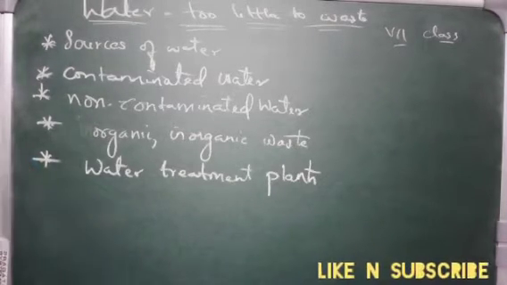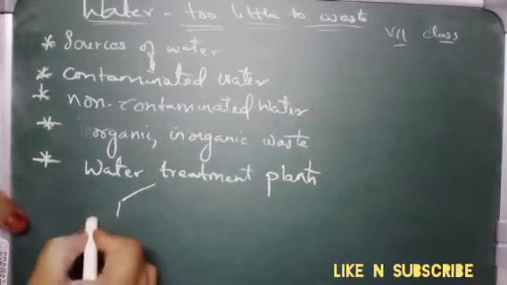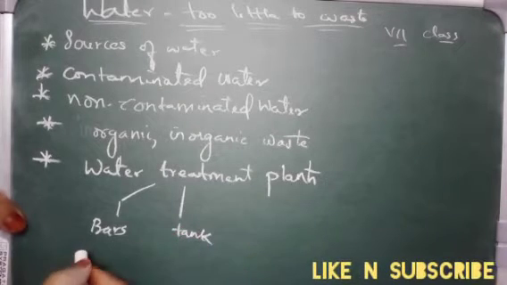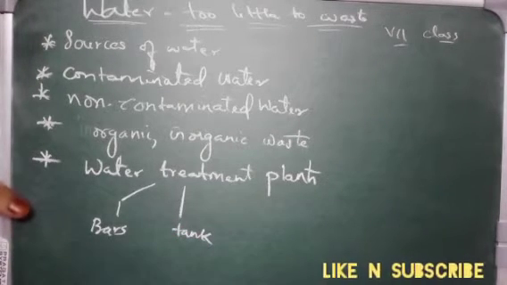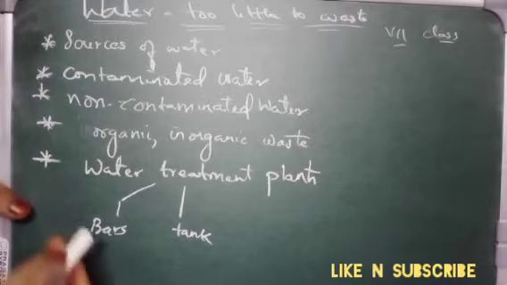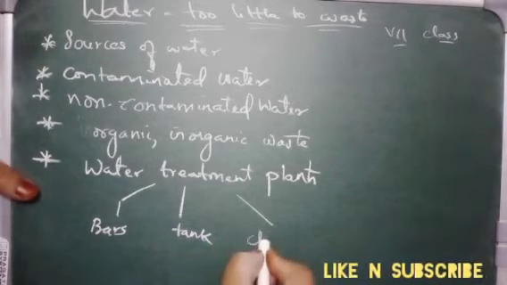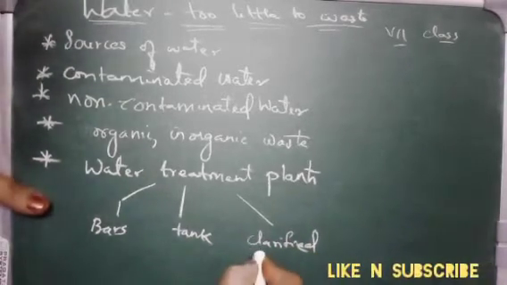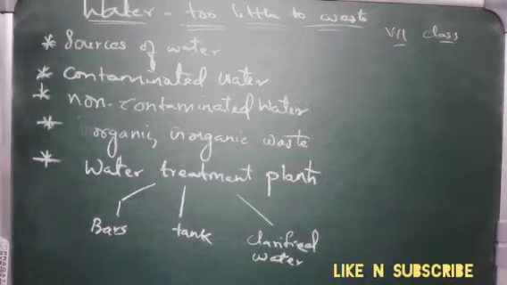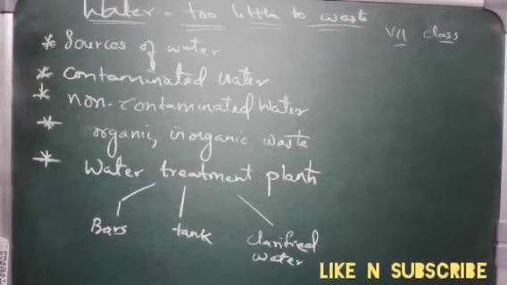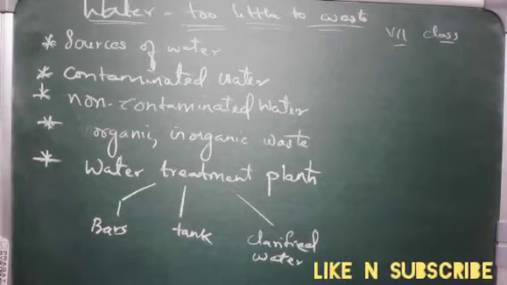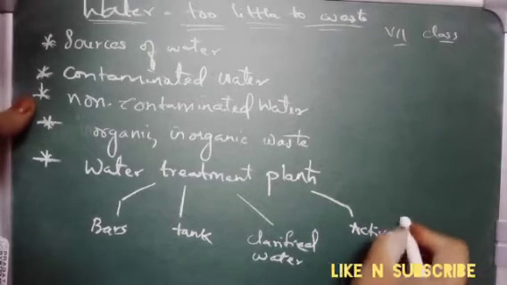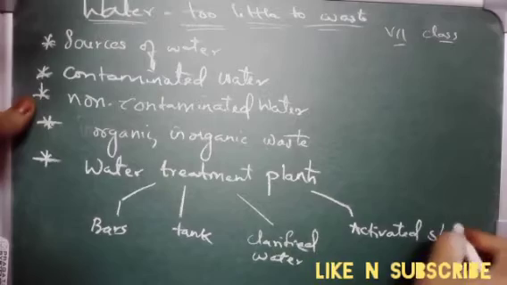In these methods we have learned about the bars we are using. In one we are using a tank, the sand removal tank, and in some we learned about the clarified water, where we are taking out this sludge. And we have learned about the activated sludge also. All these things we have learned in our previous class.